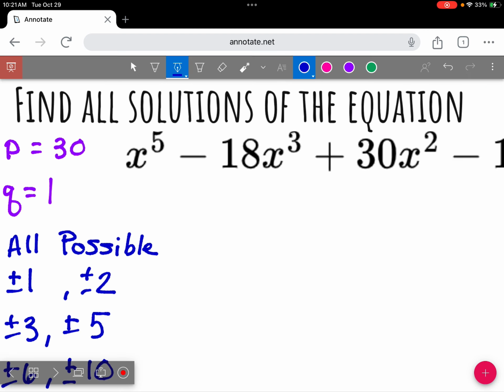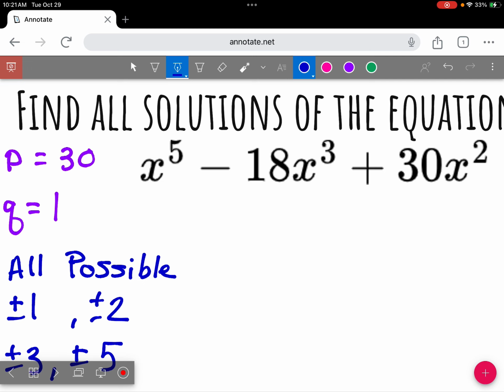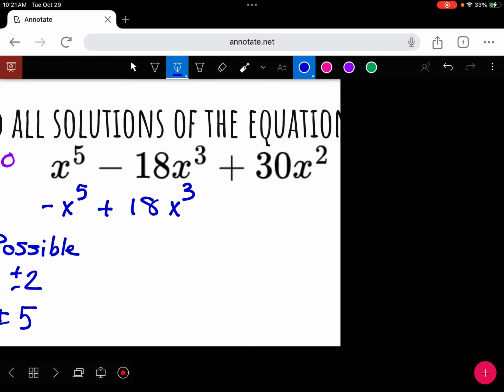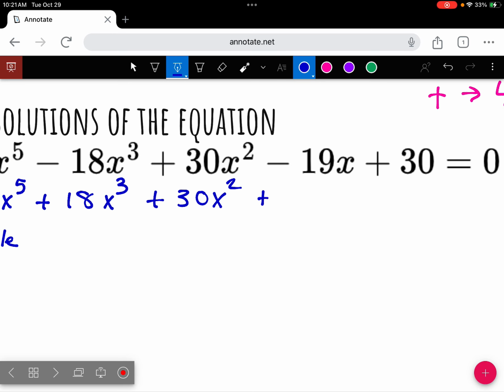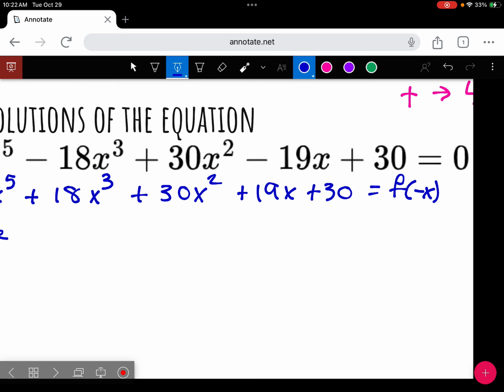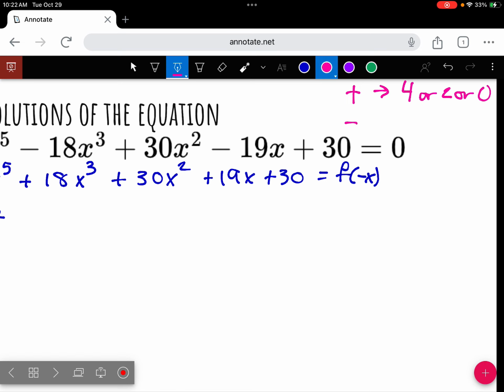So let's see if our negative helps us at all. So if we have a minus x to the 5th plus 18x cubed plus 30x squared plus 19x plus 30. This is our f of minus x, substituting that in. So how many negative real roots are we going to have? 1. We only have 1 sign change here. So we might have 4 positive roots, and if we want to go that way, we can absolutely take that gamble. We might wind up with 0s. We just have to be prepared for that.